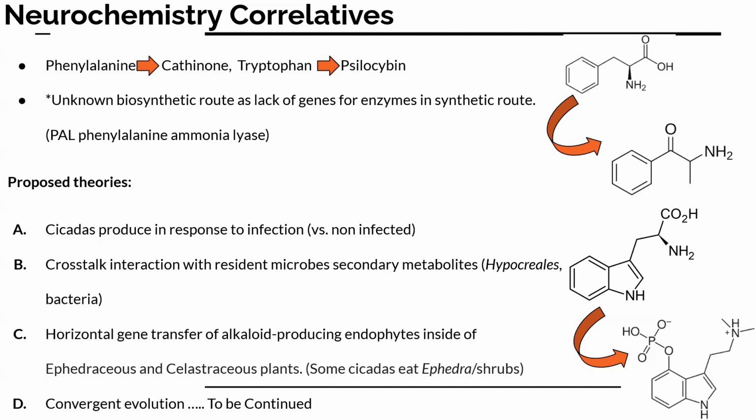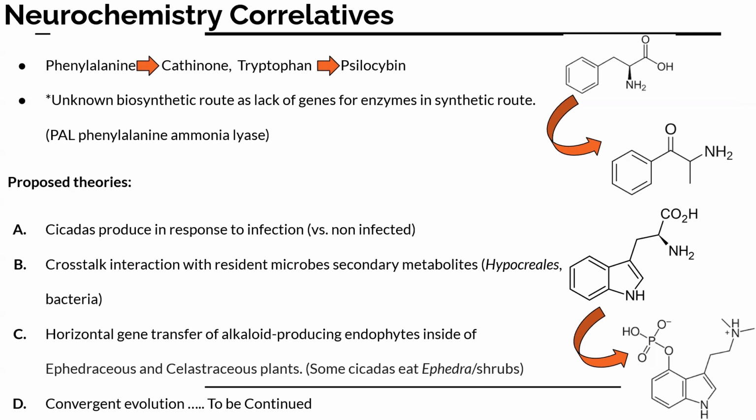So some of the proposed theories as to how and why these fungi produce these go anywhere from, hey, maybe it's not the fungi. Maybe the cicadas are producing them in response to the infection because we only see it in the infected individuals, not the non-infected. Or maybe this is a crosstalk interaction with some of the microbial environment that's already there within the cicadas or in the dirt. That could be other types of fungi or other bacteria that's interacting with their secondary metabolites to assist in this chemical cascade of creating these neurochemicals.